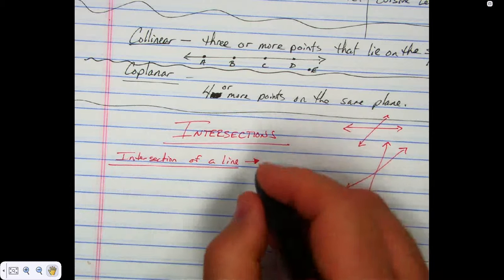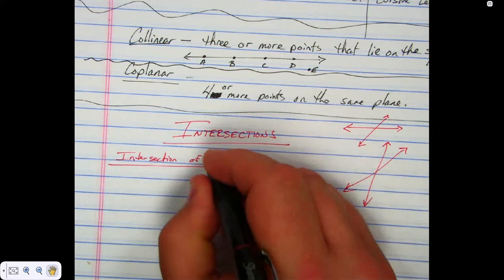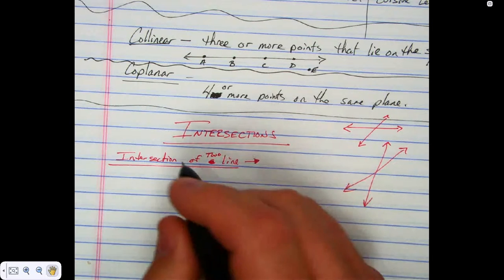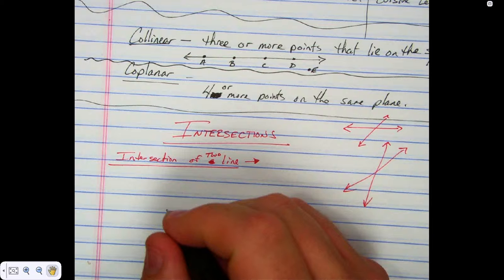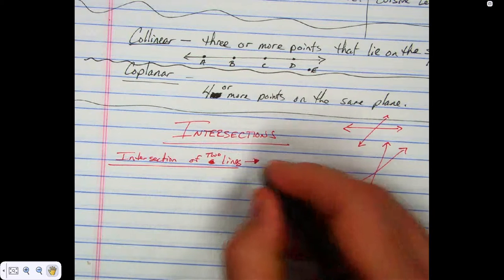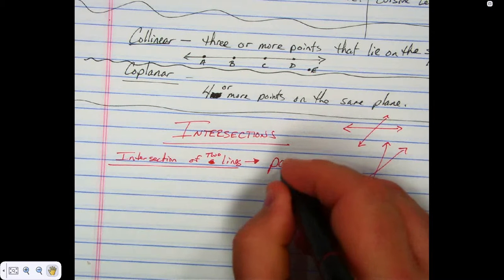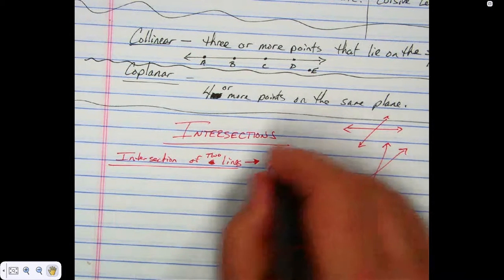So guess what the intersection of a line, I shouldn't say a line, that would be incorrect, because you can't have one line intersecting, can you? Intersection of two lines is always a what? A point.